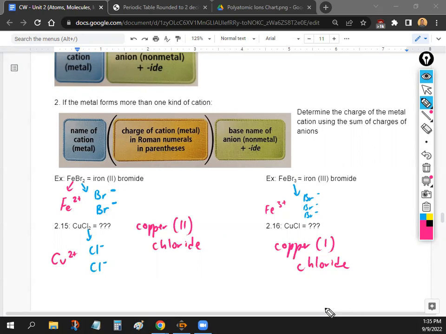Is there a copper chloride? No, you have to add the ionic charge, because copper can have multiple. You only add the Roman numerals if it's a transition metal that can have multiple charges. No, I'm not going to give it to you on the test.